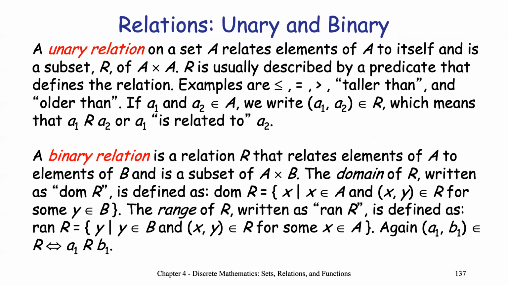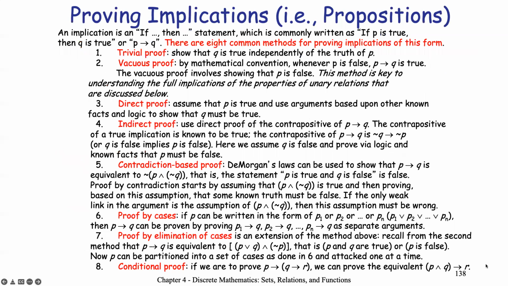We can also have unary and binary relationships. A unary relationship on a set A relates elements of A to itself, and is a subset. A binary relationship is a relationship R that relates elements of A to elements of B and is a subset of A cross B. So these are some more detailed types of definitions for us to introduce the area of discrete mathematics.